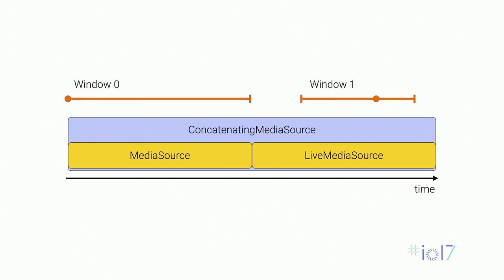And we can build on top of this to have concatenations of regular streams and live streams, and this works in the way you'd expect. So when you concatenate sources, you end up with a timeline that consists of the concatenation of the windows of those individual sources.